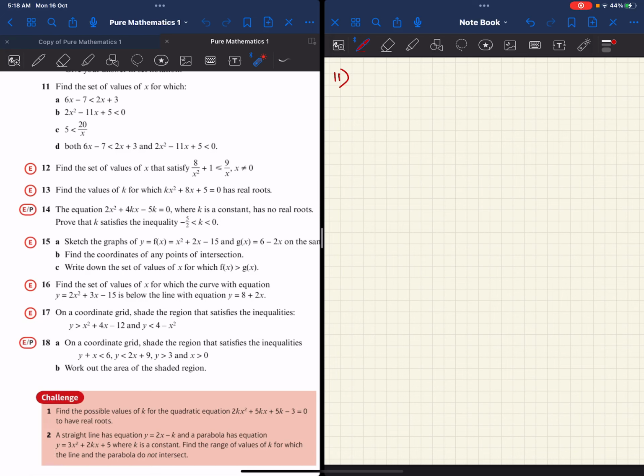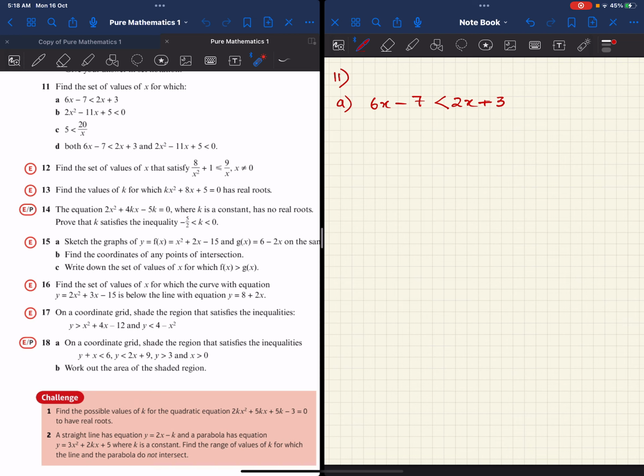Question 11. Find the set of values of x for which (a) 6x minus 7 is less than 2x plus 3. So let's write question A. We have 6x minus 7 is less than 2x plus 3. So this is an inequality. Basically, we can just solve it like we solve an equation.